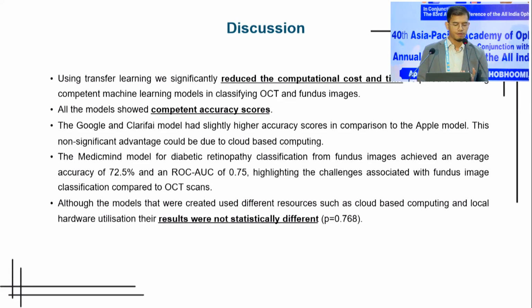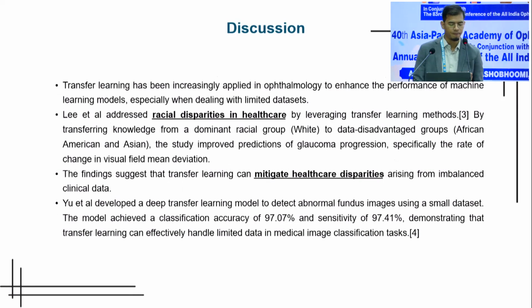All the models that we trained had competent accuracy scores. The Google and Clarify models had a non-significant advantage, which could be due to the cloud computing that was used. The MedicMind model for diabetic retinopathy showed an accuracy of 72.5%, and it also highlighted the challenges that we have with fundus image classification in comparison to OCT scans. The models were not statistically different, so it highlights that cloud-based computing and local hardware utilization did not make much difference. So how is this useful clinically?